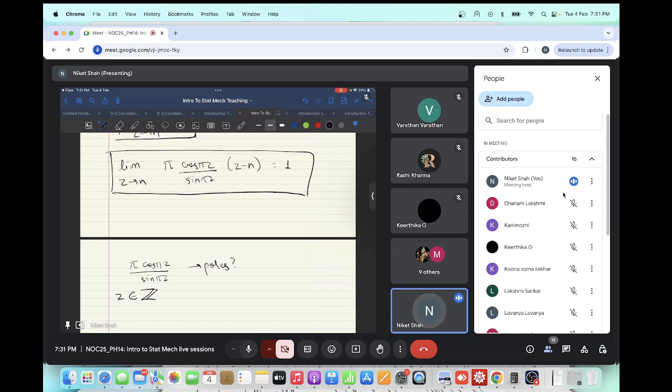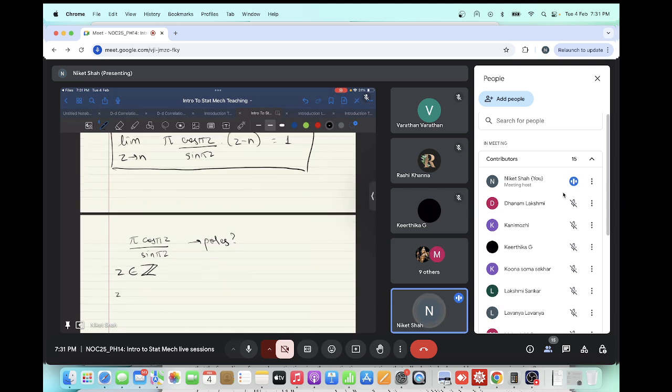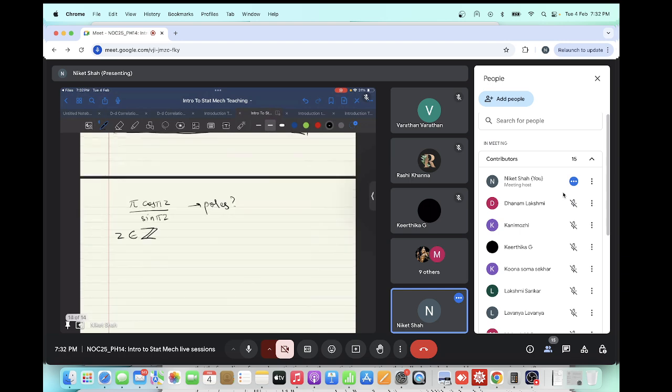When z belongs to any integer value, those are the poles of the function. So z belonging to basically all minus infinity to infinity, all the integers are its poles. Okay, so now let's do this.